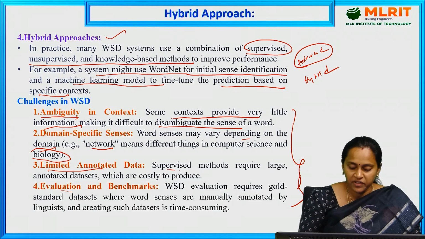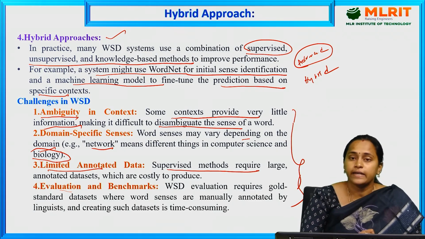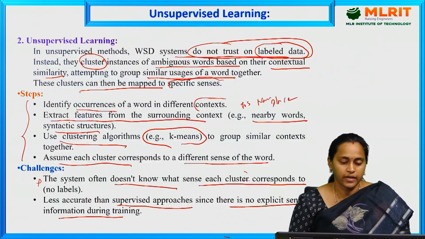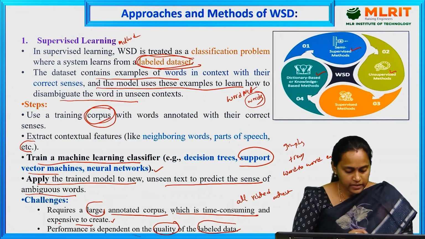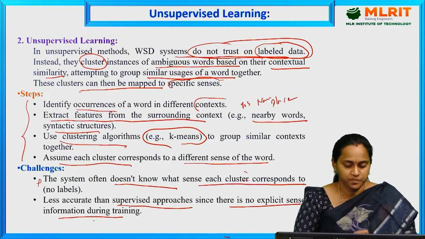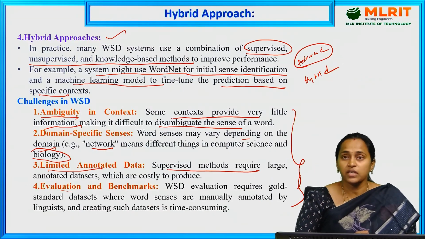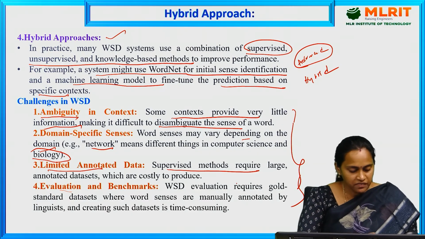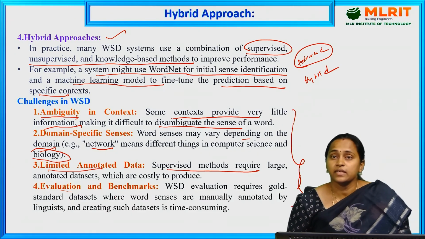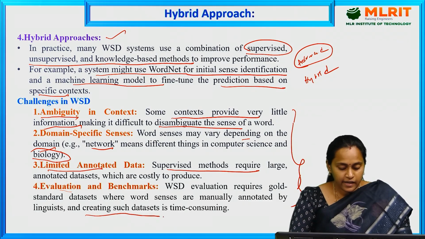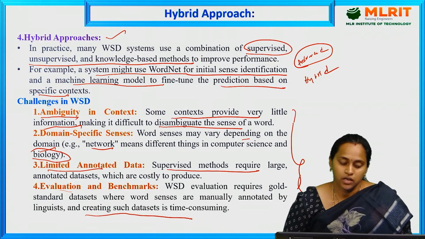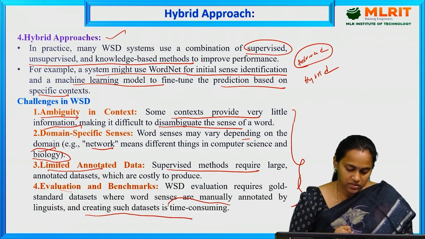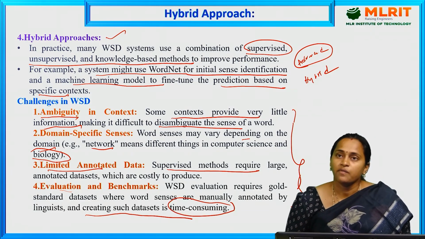Limited data. Here the supervised method requires large data sets, which are costly to produce. We already discussed this, right? Here we are using large data sets. It is expensive. This is one of the challenges in WSD. Evaluation: here, evaluation requires some data sets. That means when we are creating data sets, the time consumed is very significant. This is one of the drawbacks.